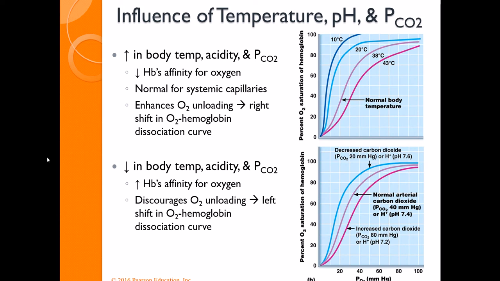Conversely, if you decrease the body's temperature, if you decrease the amount of acidity, so increase the pH and decrease the partial pressure of carbon dioxide, which generally indicates an inactive tissue, then hemoglobin's affinity for oxygen goes up. And so if you have a tissue that's not as active, it doesn't need as much oxygen. And so that discourages oxygen offloading. So it's really kind of cool, I think, that our body is so amazingly well adjusted to getting oxygen to the areas that need it most.